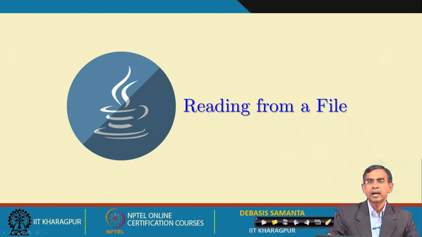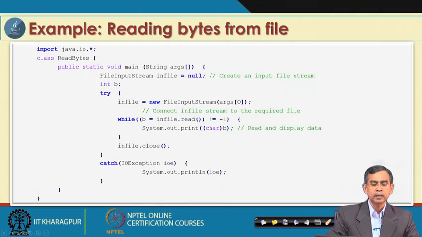So, there are many other ways a file can be read. Now, I am going to discuss another mechanism for how a file can be read. In the last example we discussed the file input stream and file output stream, so that we can read from a file or write to a file.